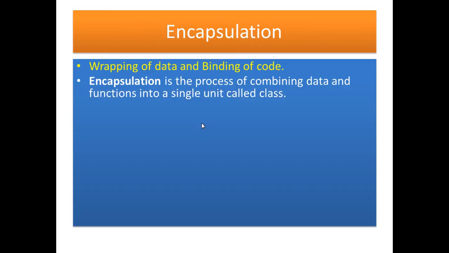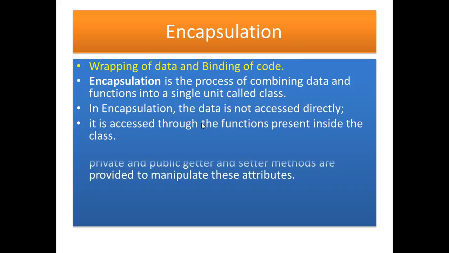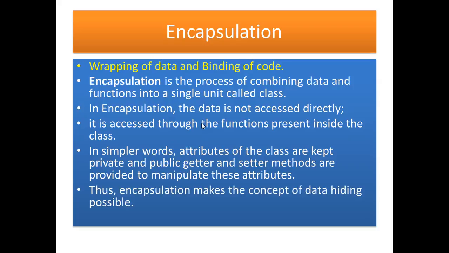Let's start with encapsulation. Wrapping up data and binding code is the basic definition of encapsulation. You can say encapsulation is the process of combining data and functions into a single unit called a class. A class is the best example of encapsulation. In encapsulation, the data is not accessed directly; it is accessed through the functions present inside the class. In simple words, the attributes of a class are kept private, and we write two methods, a public getter and a public setter, to manipulate these attributes. Thus, encapsulation makes data hiding possible.